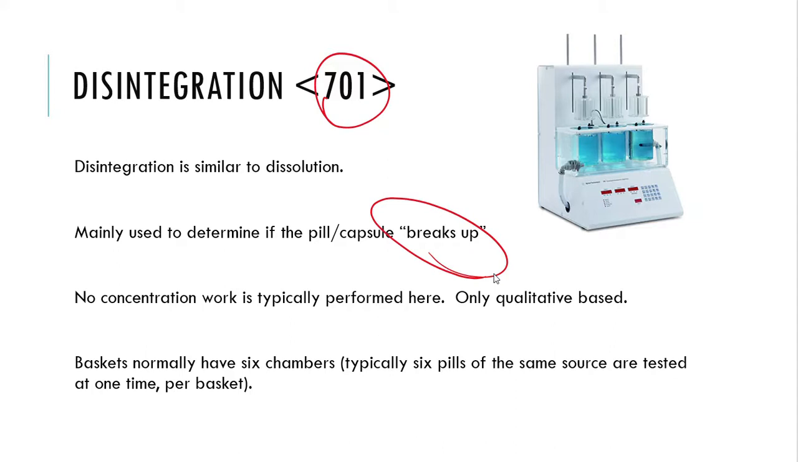All right, so mainly it's used to determine if that pill, tablet or capsule, is going to break up within a certain amount of time. No aliquots, no calibration curves, no standards. It is simply qualitative. Does it break up? Yes or no? And breaking up means, does it go through the mesh that's on the inside of these baskets? If the pill goes through the mesh and it falls into the beaker, then it did disintegrate on us and break up over a course of time. Now, these baskets that I just circled, they typically have six chambers and those six chambers all will hold the same type of pill at one time.